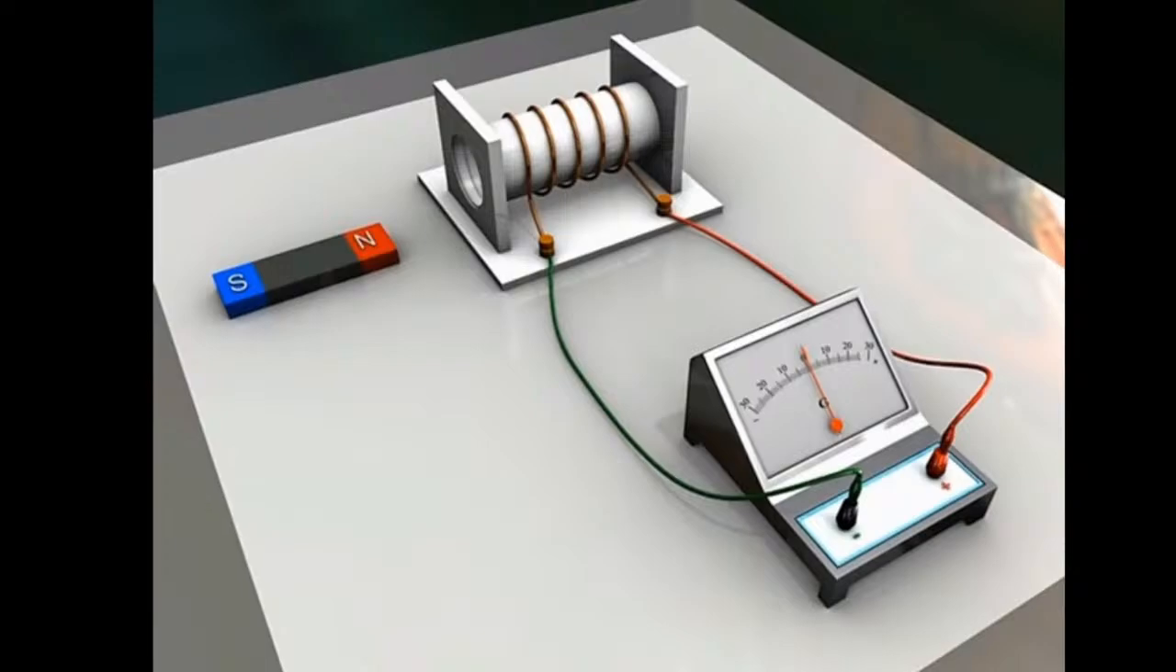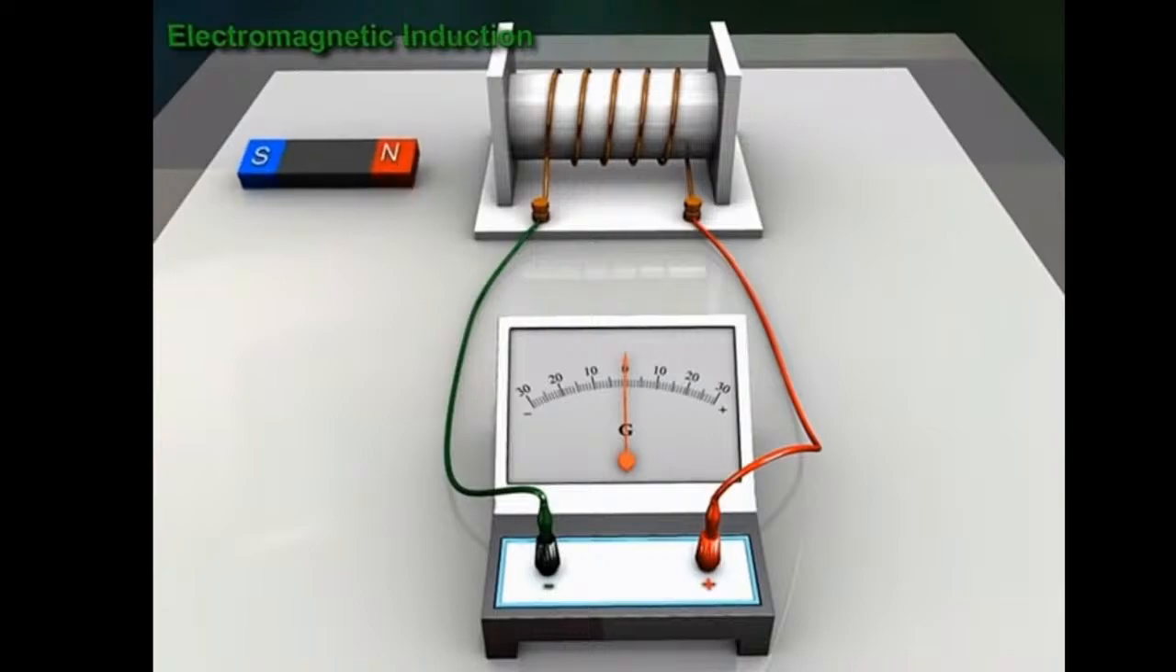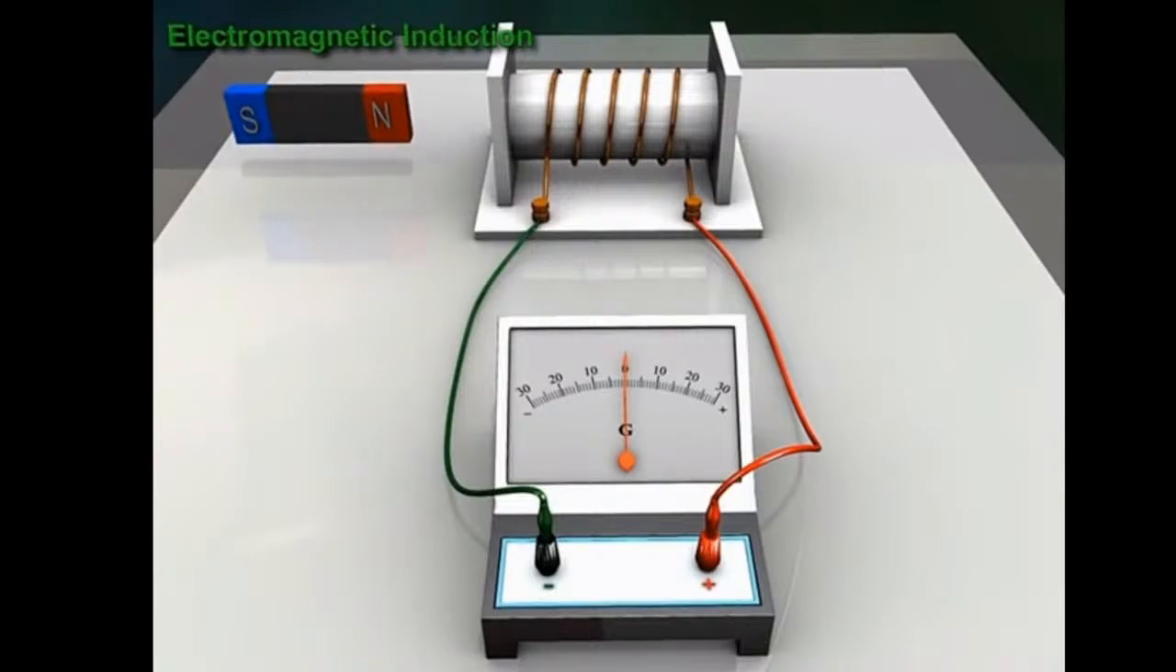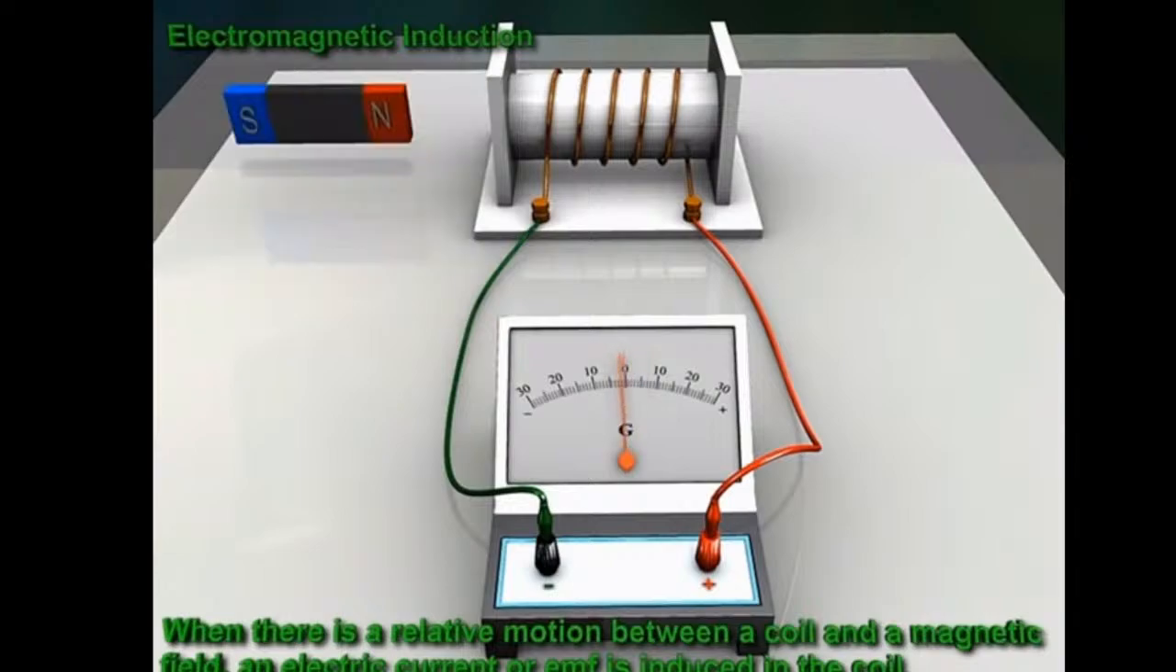An AC generator works on the principle of electromagnetic induction. In electromagnetic induction, when there is a relative motion between a coil and a magnetic field, an electric current or EMF is induced in the coil.